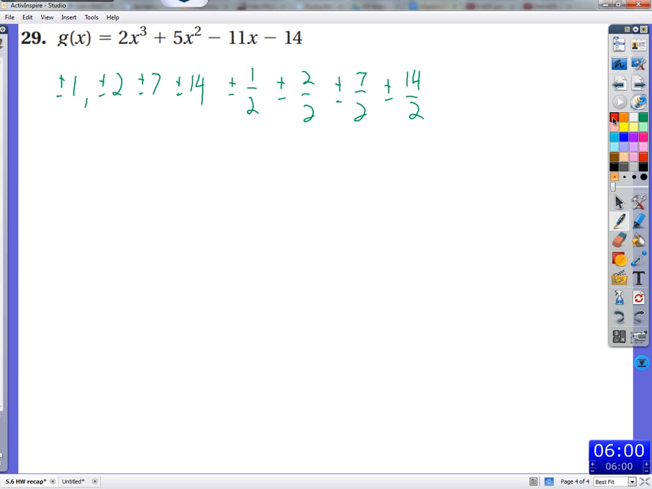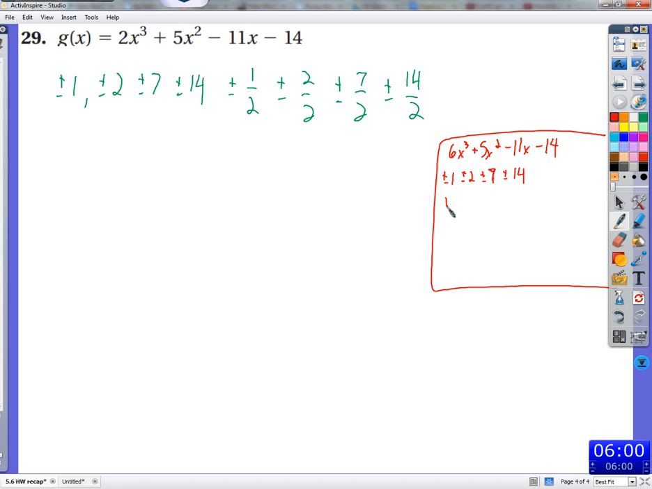Okay? Let's just use our imaginations real quick, and right over here, kind of small, totally separate. You have 6x cubed. So I'm replacing a 2 with a 6, just so that we're all on the same page here. Everything's the same except I've changed this to a 6 instead of a 2. And so how's that going to look? We're going to have the factors of 14: 1, 2, 7, and 14. 1 over 6, 2 over 6, 7 over 6, and 14 over 6. And over 2. And over 3. Why? Because all the factors of 6: 1, 2, 3, and 6.